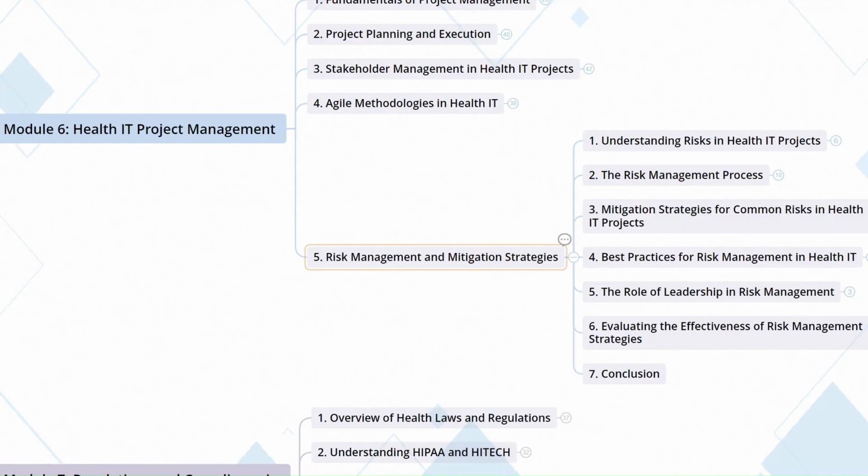Effective risk management not only helps prevent issues but also ensures that the project remains aligned with its goals and objectives, ultimately leading to improved patient outcomes and organizational efficiency. This module explores the fundamentals of risk management, key strategies for identifying and mitigating risks, and best practices for implementing a robust risk management process in health IT projects.